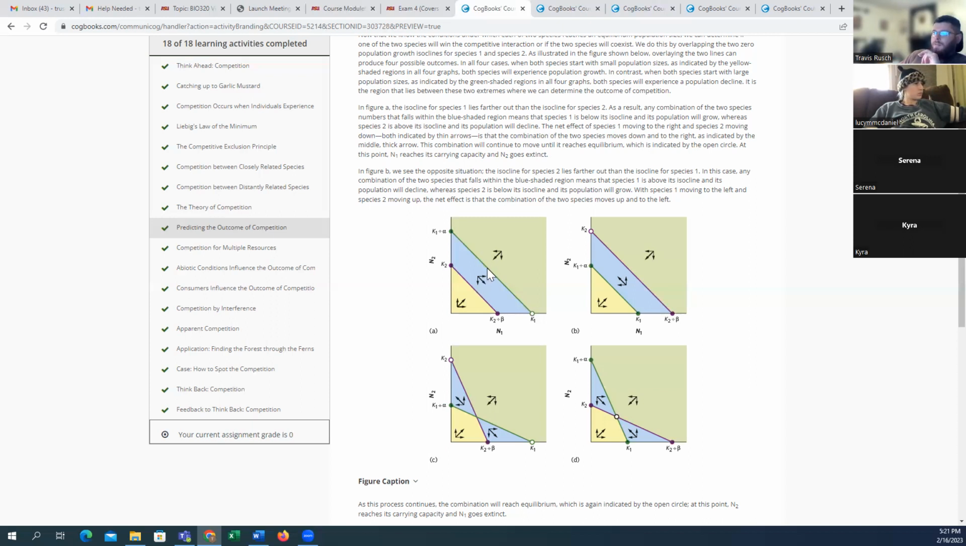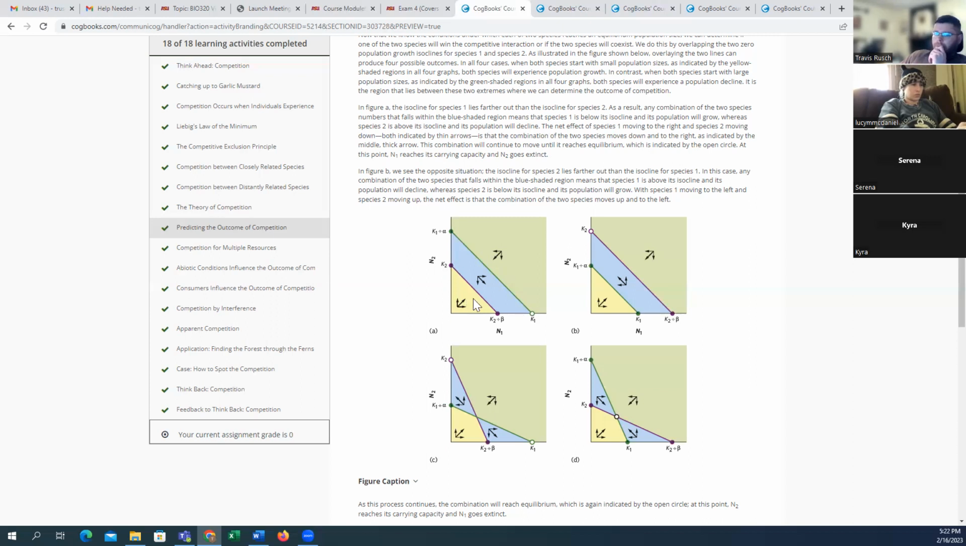Yeah, it's going to have to drift towards the isocline. So if both of them overshoot their carrying capacity, they're going to be in this region, or at least one of them is, and it's got to go down. So that's why it has to always push. This is the maximum isocline. You can see it's further, so it has a greater carrying capacity than species 2.